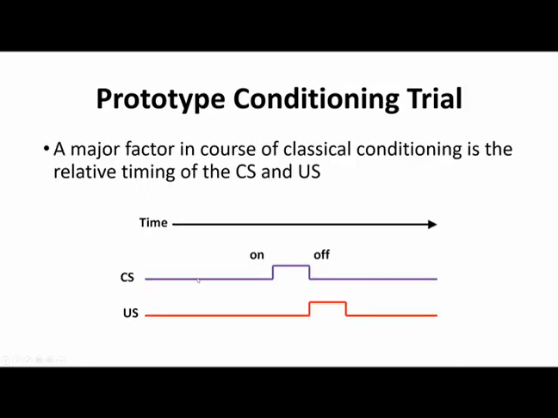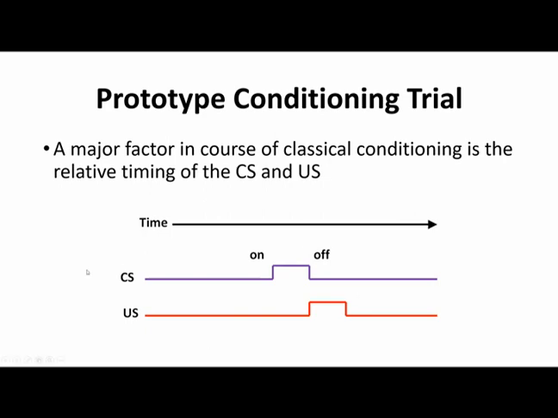So let's get into some of the terminology and ways to talk about some of this stuff. Here, we're setting up the idea of a conditioning trial. So this whole unit here would be a trial. And one of the major factors in this course of classical conditioning is the relative timing of the conditioned stimulus and the unconditioned stimulus. When are they presented relative to one another?